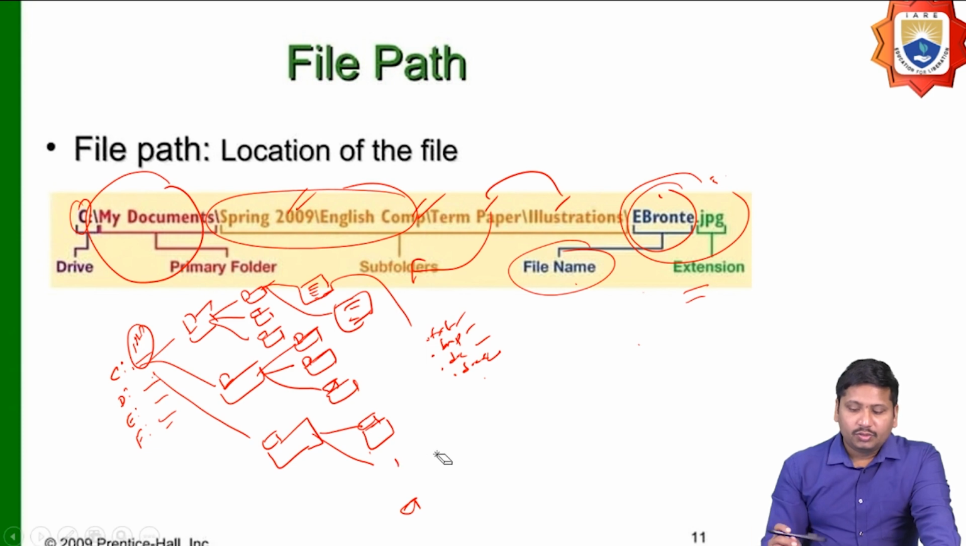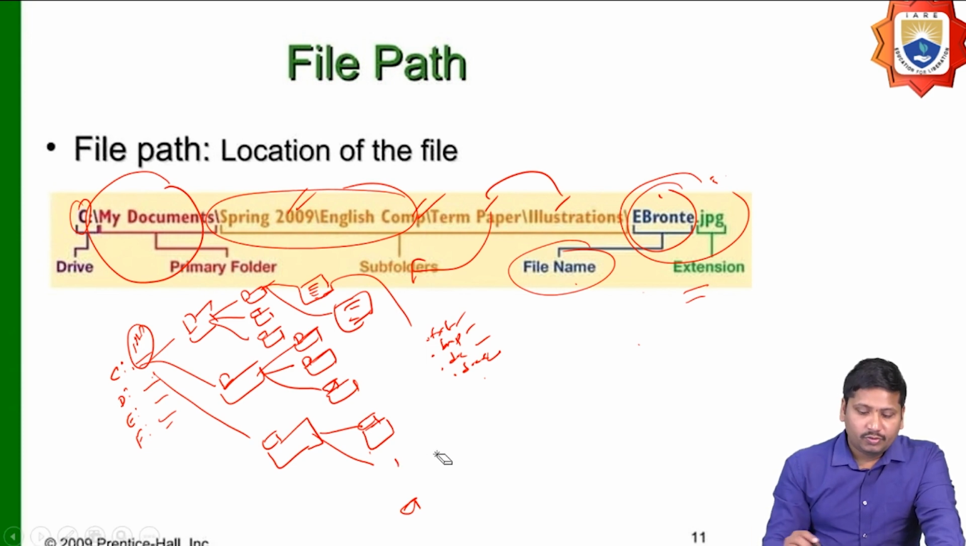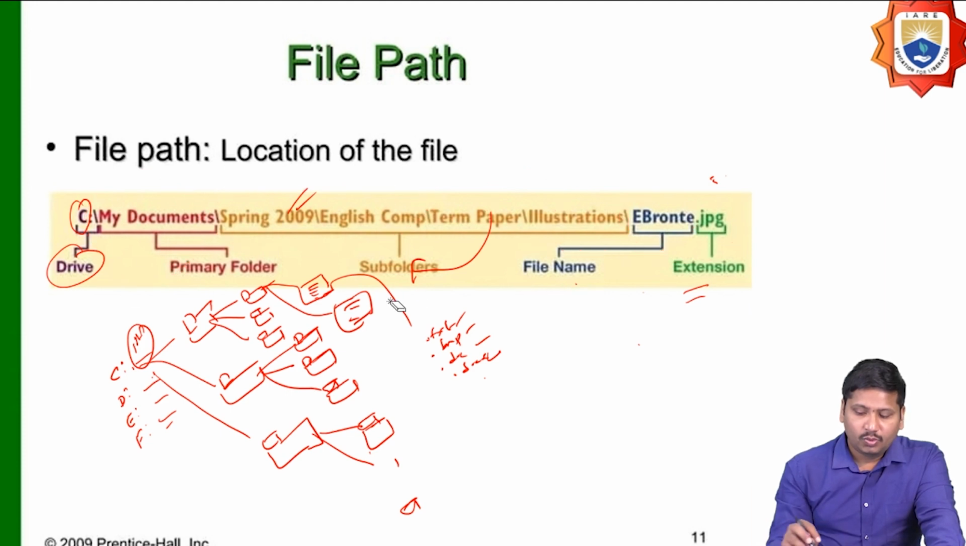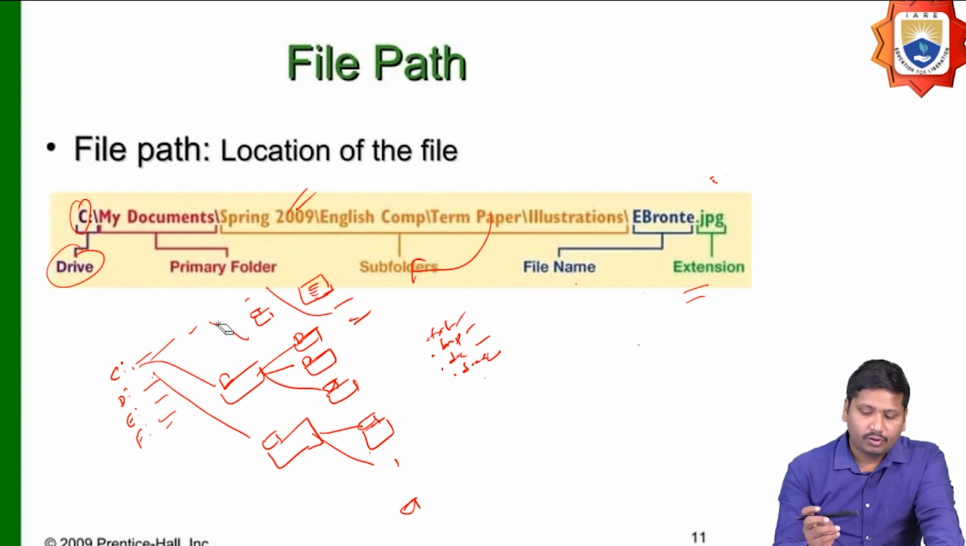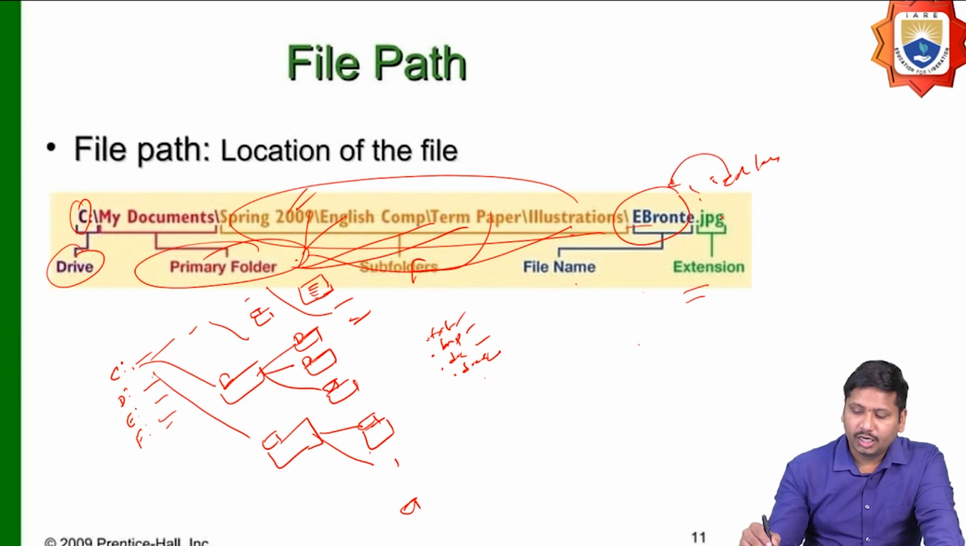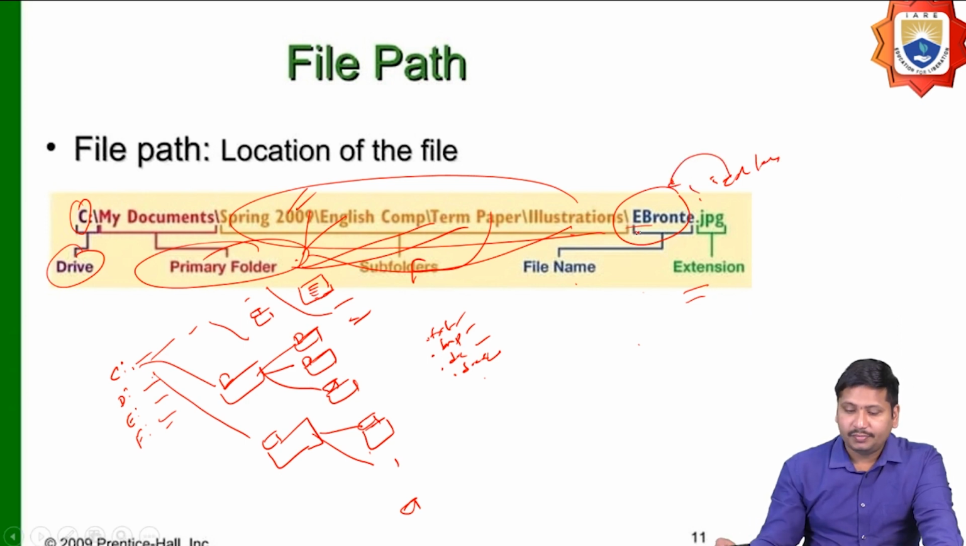So the file path. How are we going to see the file path? Starting should be the drive, and then within this we are going to have a primary folder. That folder is going to have some subfolders, and within these subfolders we finally have the file name, which is going to have some extension. That thing should be treated as the file name here.